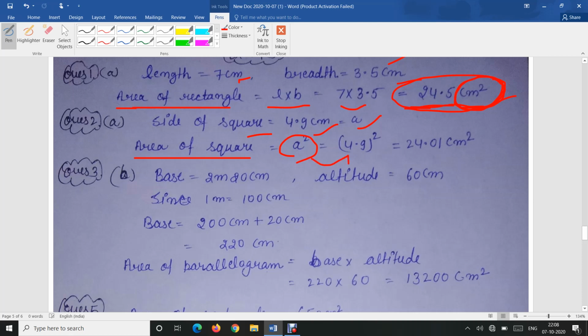So it will be 4.9 whole square, and when you multiply 4.9 by 4.9, you get 24.01 centimeter square. Do not forget to write down centimeter square or meter square or millimeter square. You have to put square in the unit while finding out the area for any figure.